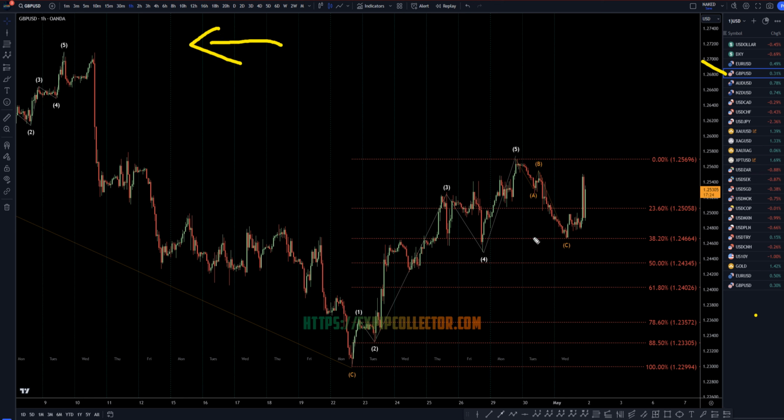So we had FOMC interest rate news for the US dollar today. Definitely caused a lot of volatility on all the dollar pairs, especially looking at correlated dollar pairs, especially the EU and some of the other pairs.